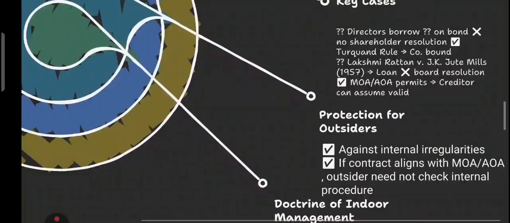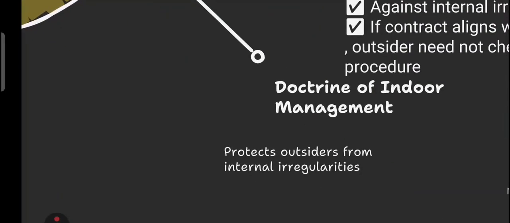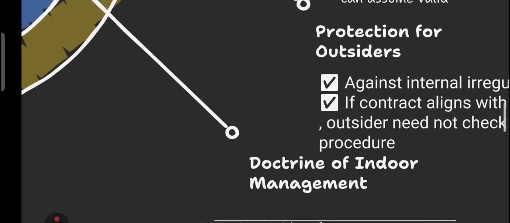So basically, if we talk about the rule, it protects outsiders. As you can see, it protects outsiders, like creditors and suppliers dealing with the company. If your contract matches with what is written in the company's MOA and AOA, you don't need to check if all internal procedures were followed or not, right? So if your contract matches with what is written in the MOA and AOA, you don't need to check.